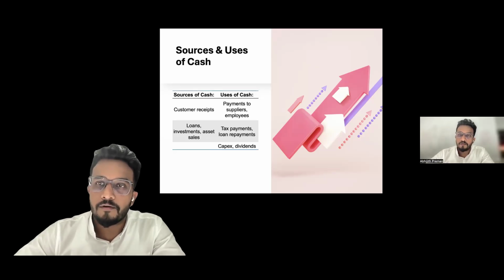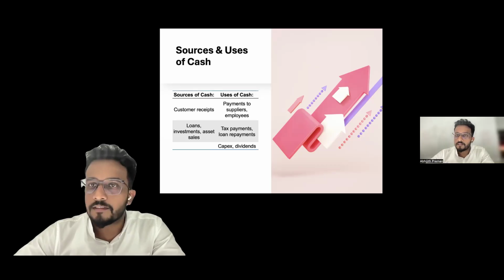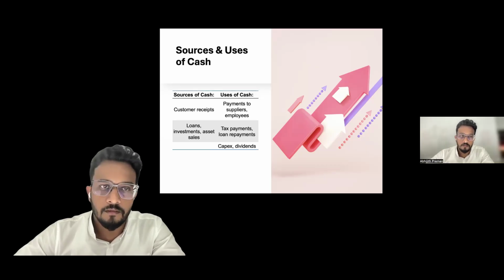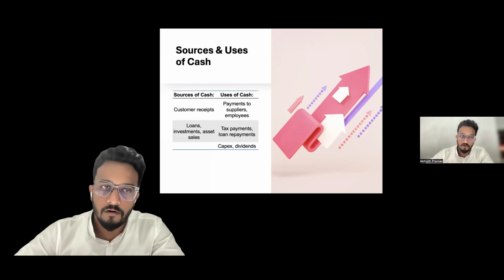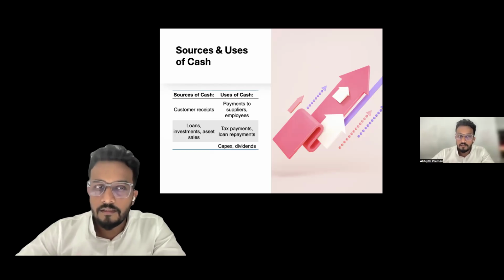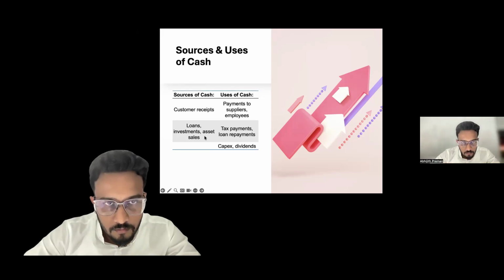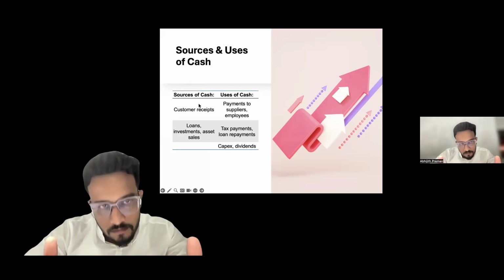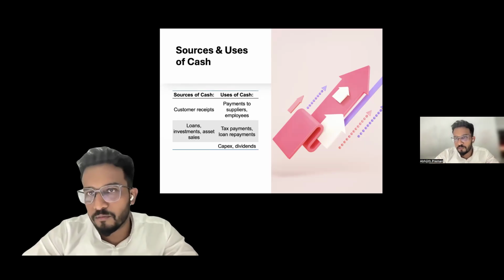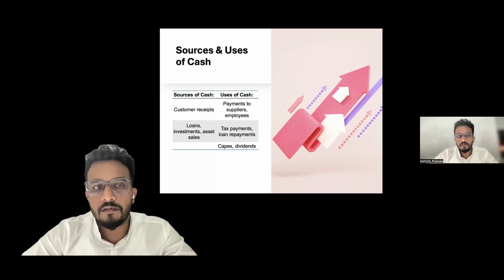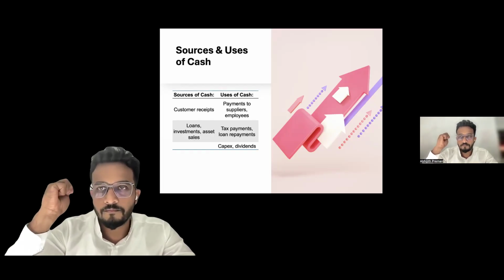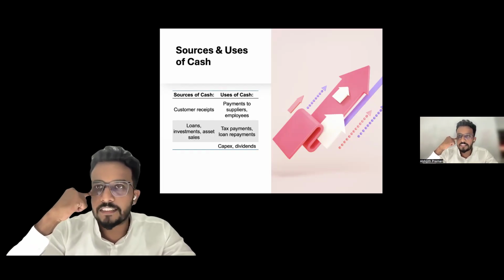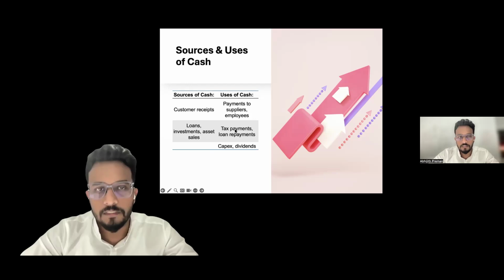Or maybe you're raising a service invoice to a customer. In that case also you will not be receiving cash. Cash may be received only later. If you look at the column sources of cash, only these ways cash will be coming into your business. One is customer receipt. The other is loan, investment, and asset sales. Okay. So these are the ways in which cash will be coming into your business.